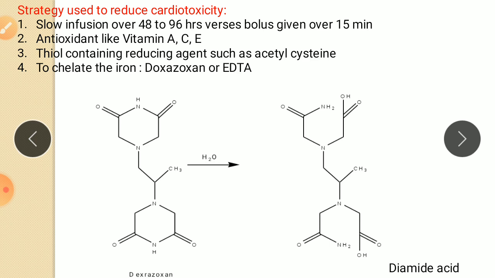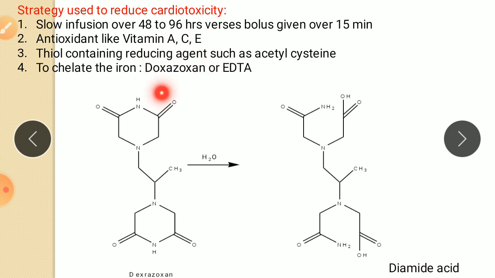Dexrazoxane is rapidly taken up into the myocardial cell, where it is subsequently hydrolyzed by a two-step process to yield diamide acid, which chelates the free iron, and then the iron bound to anthracycline, and a similar chelating agent is ADTA. So it is the antidote dexrazoxane.